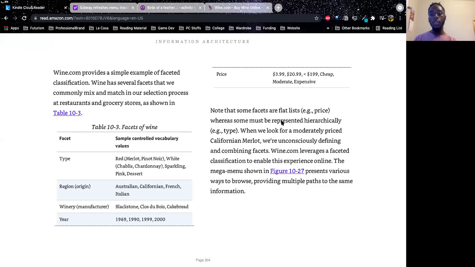Note that some facets are flat lists, e.g., price, whereas some must be represented hierarchically, such as type. When we look for a moderately priced California Merlot, we're unconsciously defining and combining facets. Wine.com leverages a faceted classification to enable this experience online. The mega menu shown in Figure 10-27 presents various ways to browse, providing multiple paths to the same information.